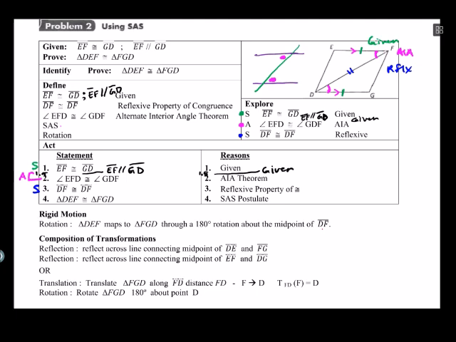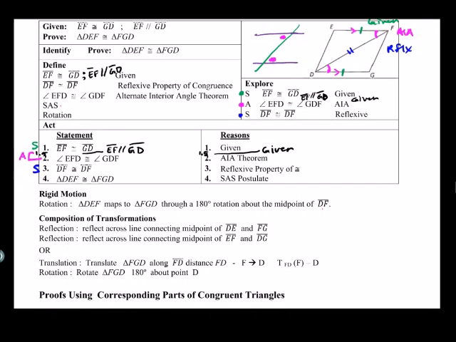If you do your define and explore, proofs will not be as painful as you feel they are. Now another thing that we are asked to do is to determine what rigid motions can be used to map one figure onto another.